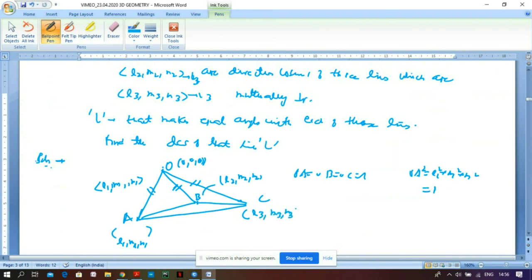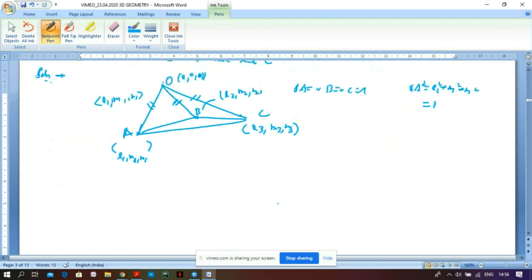This is the first most important thing. Even though there are many points at distance 1, mind you, this OA is something along the positive axis, so we are getting our directed line segment. So we can say l1, m1, n1. Similarly, l2, m2, n2, and similarly l3, m3, n3. So once this is done, now we can think this way, that OA, OB is there.